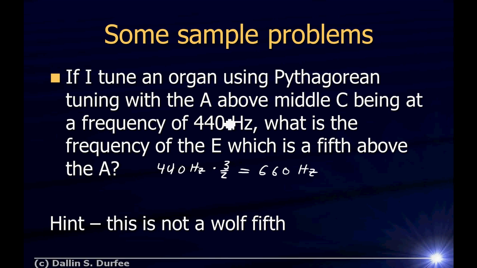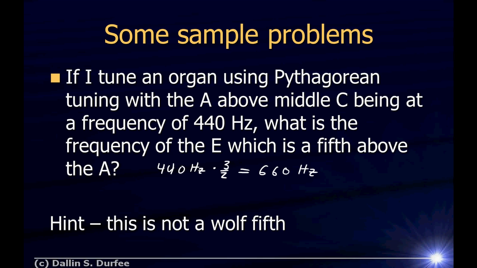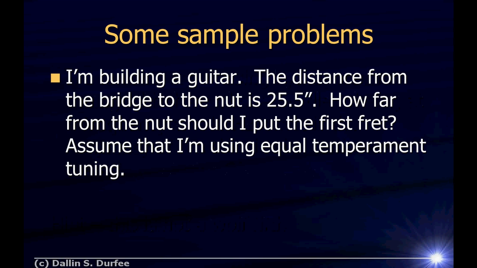So if I tuned my organ such that A was 440, if I use equal temperament, the E above that is at 659.3, whereas in the Pythagorean tuning, it's 660 Hertz. All right? So you can use these things we've learned to calculate the frequencies of notes.